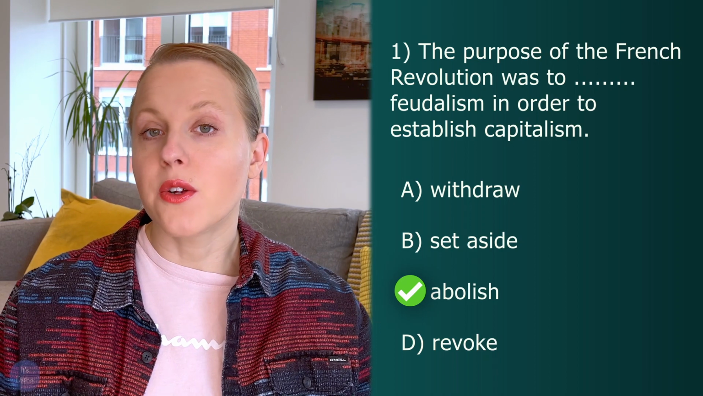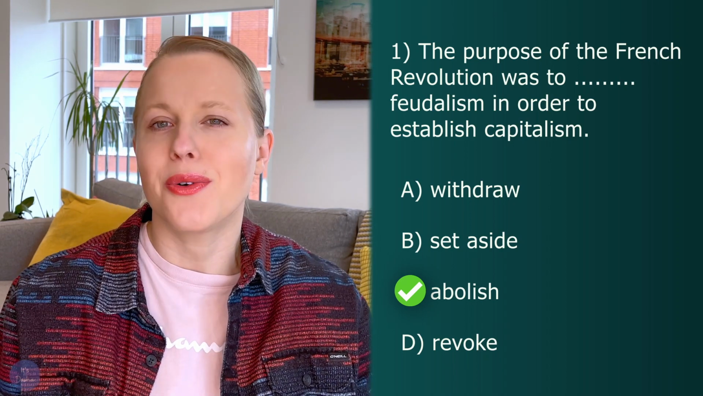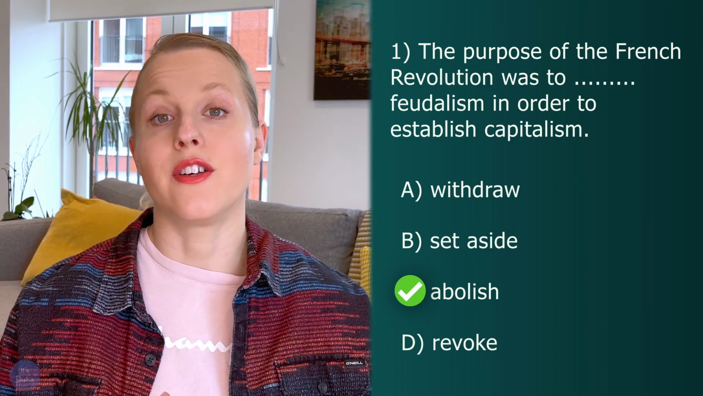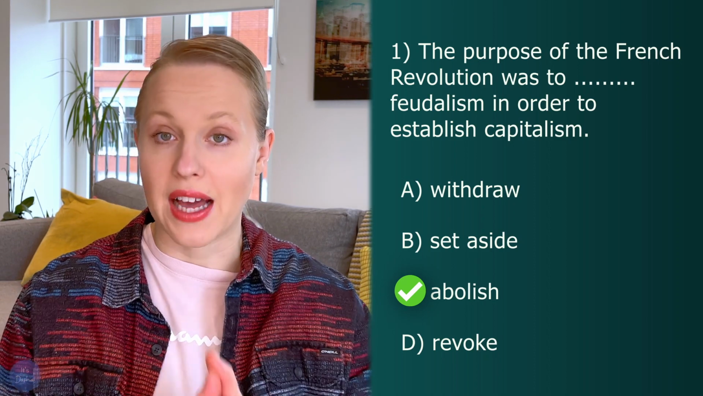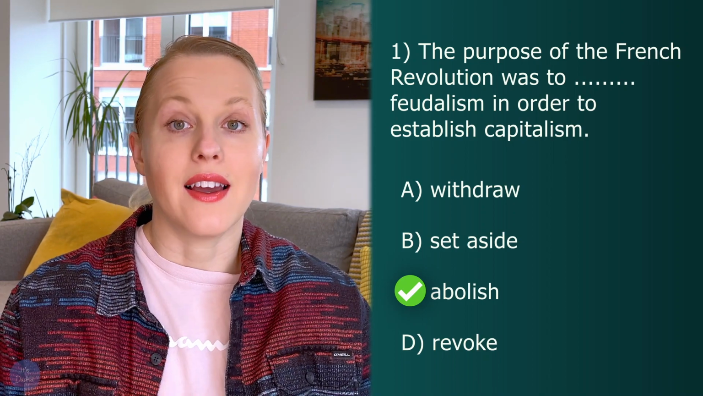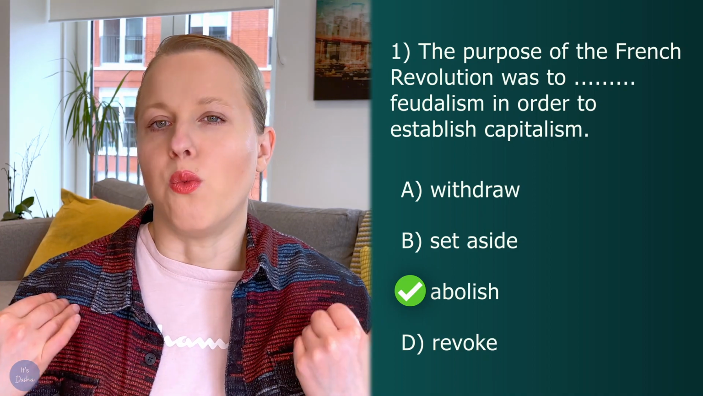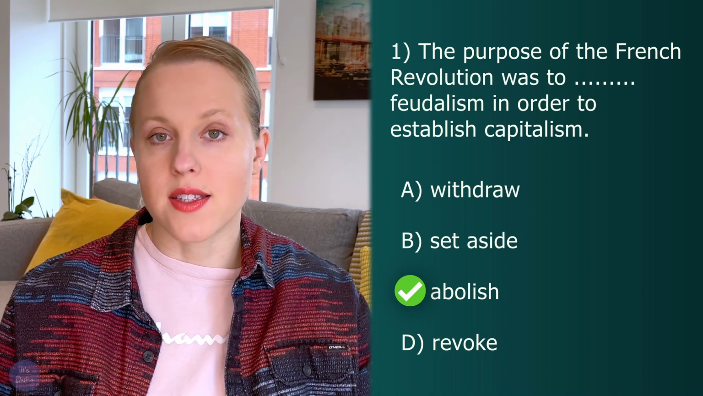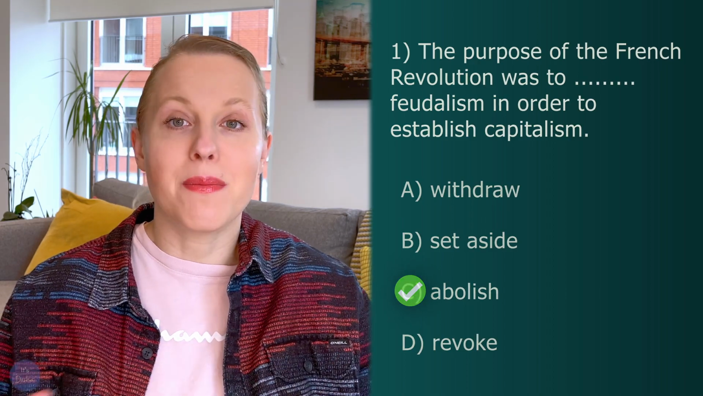To withdraw could mean to remove support or to remove from a position, so it doesn't really fit well in the sentence. Now, set aside could either mean to declare a legal decision or process to be invalid, or to keep something like money or time for a particular purpose, like to set aside money to buy a new car or a new phone. Obviously, that wouldn't make sense here. Plus, feudalism isn't a specific law or legal process, and revoke basically means to cancel, making abolish the best answer.